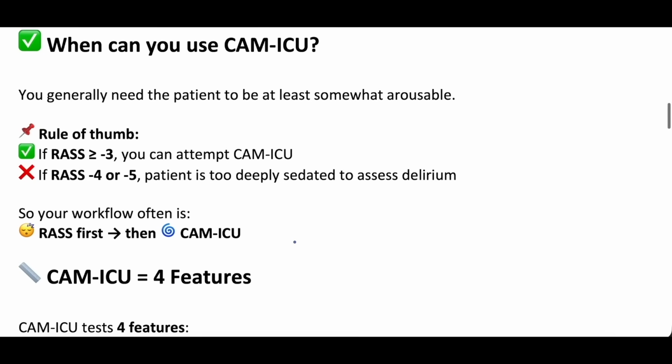So when can you use CAM ICU? Well, you generally need the patient to at least be somewhat arousable. We've talked on this channel about RASS scoring for anxiety and agitation. If this is something you're interested in, just search Whiteboard Medicine RASS, it'll pop up. And the RASS score tells you the level of anxiety, agitation, arousability, call it what you will. But for the CAM ICU tool to be used, the RASS has to be greater than -3.